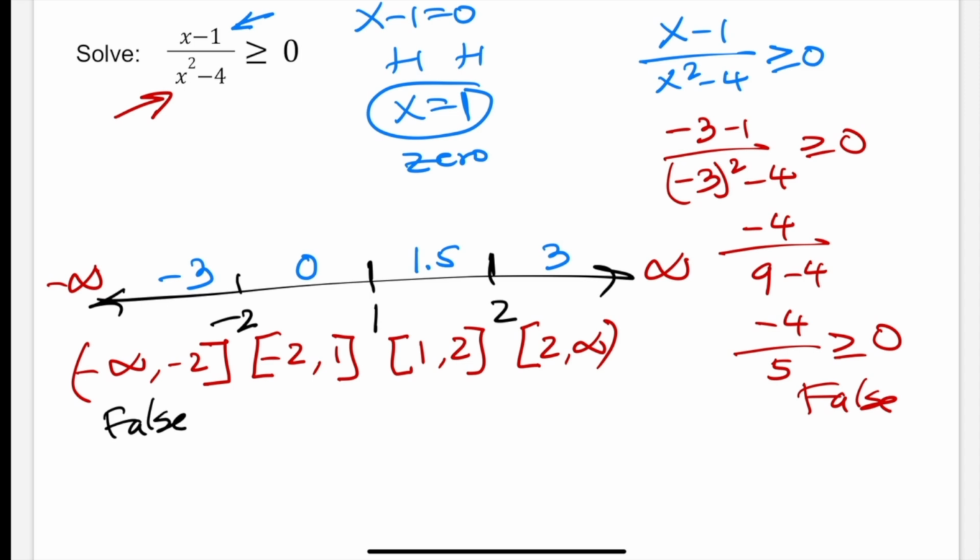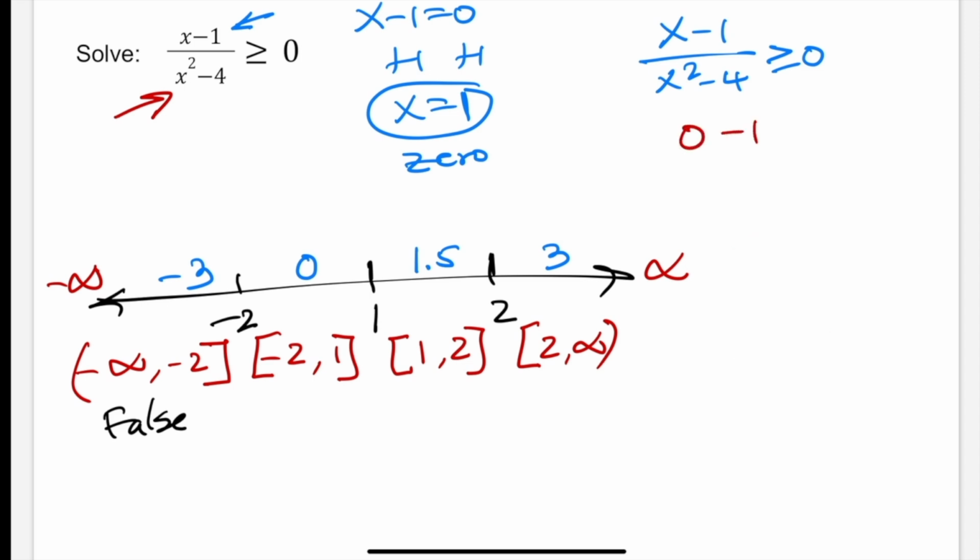Let's try the 0. 0 minus 1 is negative 1. 0 squared minus 4 is negative 4. Negative 1 divided by negative 4 is positive 1/4. And that is greater than 0. True. Next value is going to be 1.5.